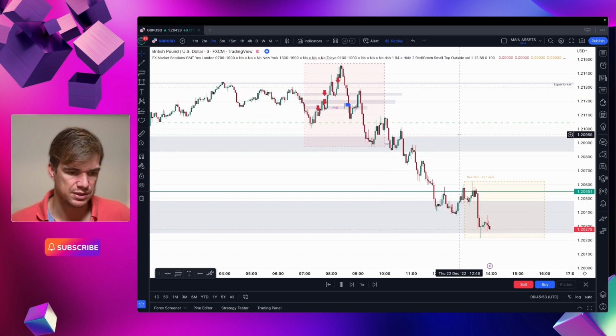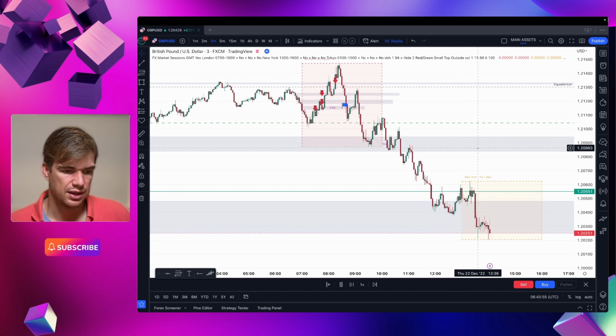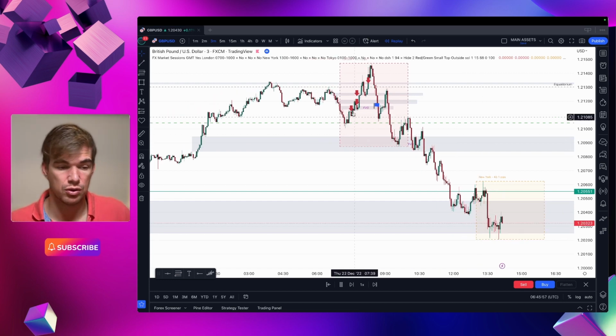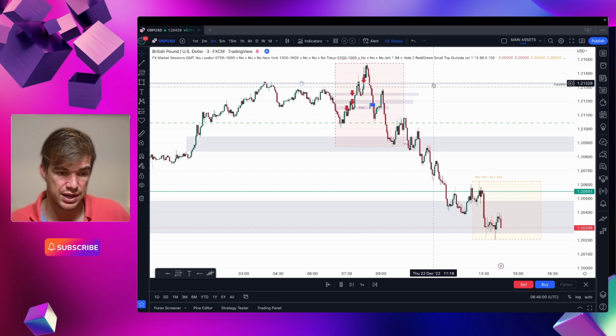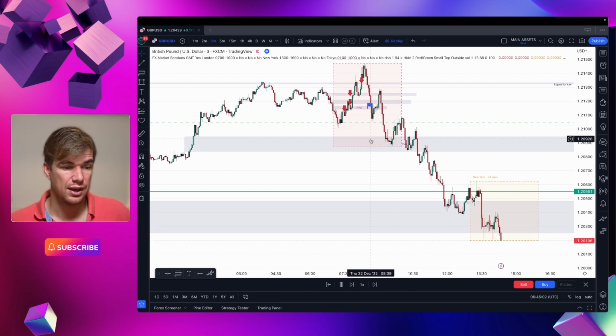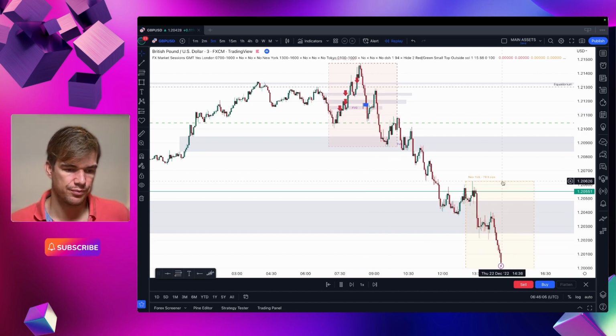So as you can see, it's quite nice that these fair value gaps do get a response. And even if you get it wrong, like my bias was long for the day and it's going short, I did trade short, but I would still have made money if I was going long.